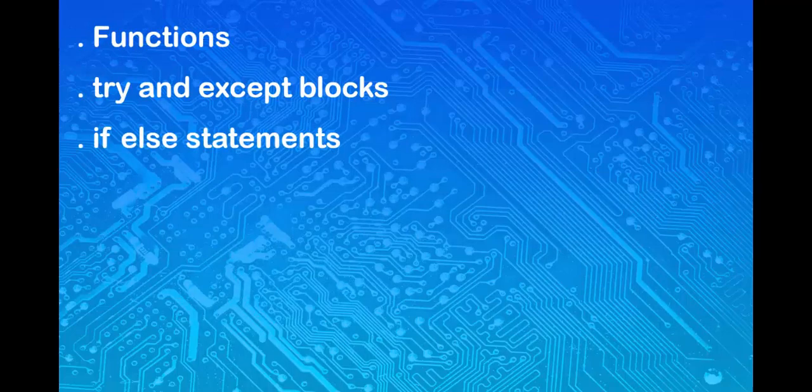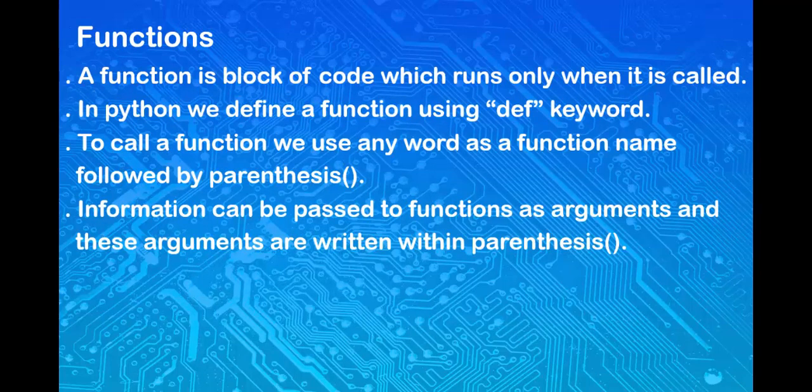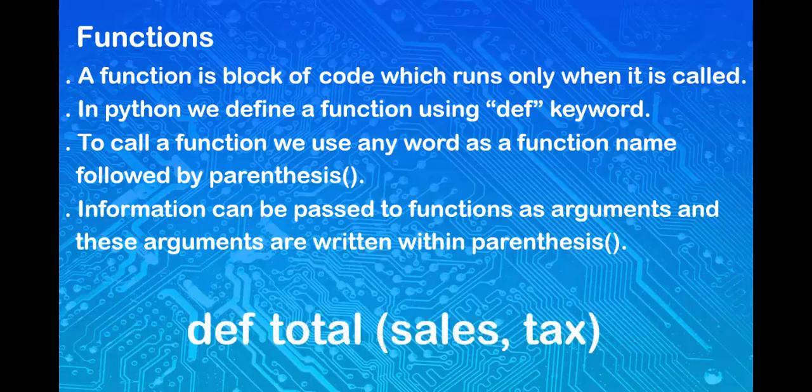First we look at the functions. A function is a block of code which runs only when it is called. In Python we define a function using the def keyword. To call a function we use the function name followed by parentheses. Information can be passed to functions as arguments, and these arguments are written within parentheses. For example, def total(sales, tax). Def is a keyword, total is the function name, and inside the parentheses are two arguments, sales and tax. So this is a simple example of functions.